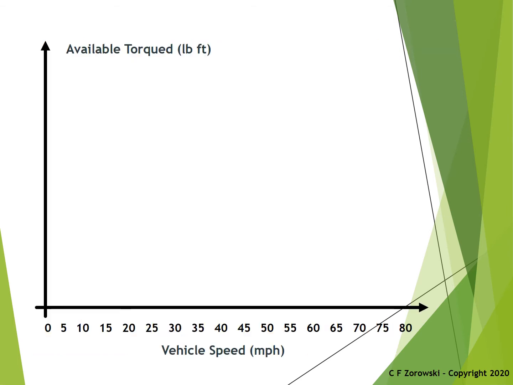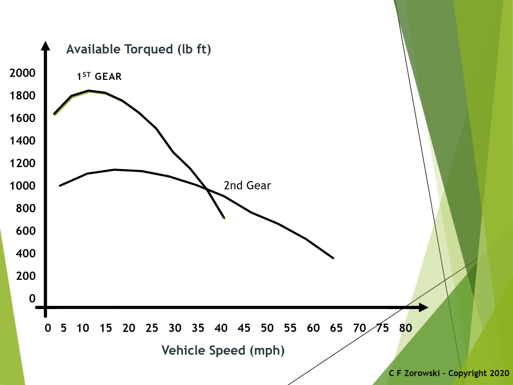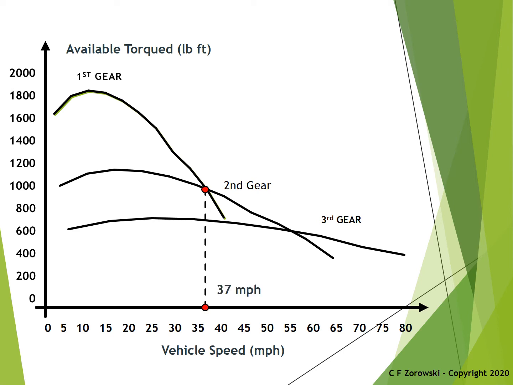The calculated available torque in all three gears is now plotted on a graph of torque in pound-feet versus vehicle speed in miles per hour. It is observed that the first and second gear curves cross at about 37 miles per hour, and the second and third gear curves cross at about 55 miles per hour. Shifting at these speeds will provide maximum acceleration.